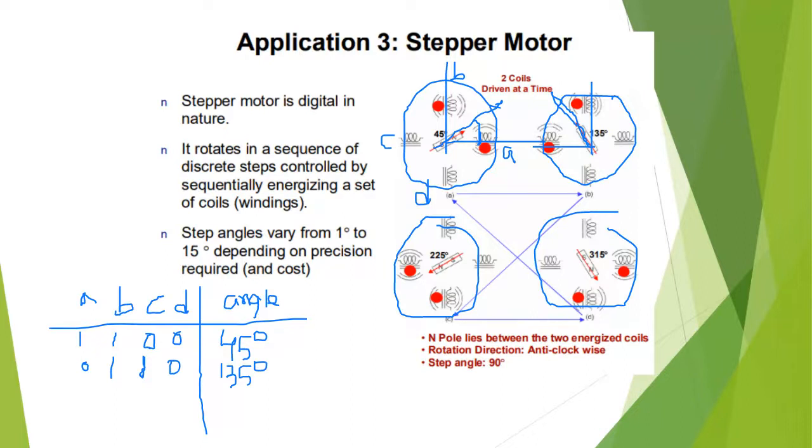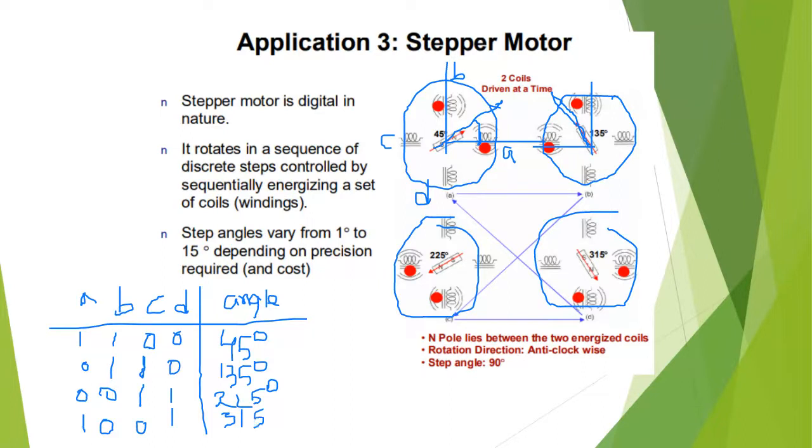When C and D are on, others are off, it is another 90 degree jump. Look here, 45 degrees to 135 is 90 degrees. Another 90 degrees, it will be 225. Then D and A on, other two, B and C, off. What will happen? It will jump another 90 degrees, so it will be 315. Then it repeats again.